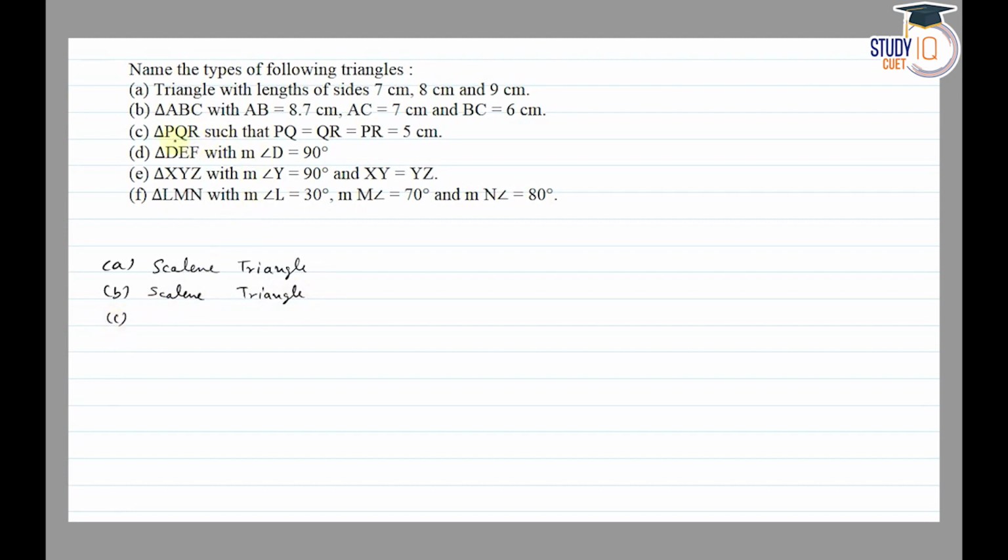Part C is triangle PQR such that PQ, QR and PR are equal to 5 centimeters. So all sides are equal. So this will be an equilateral triangle.